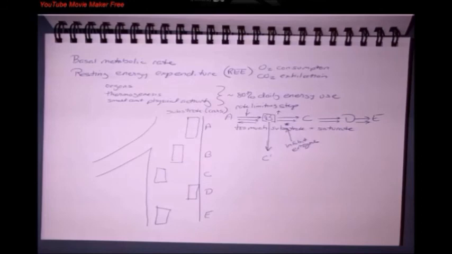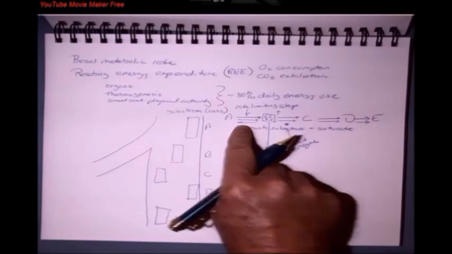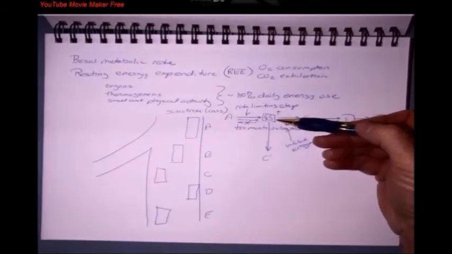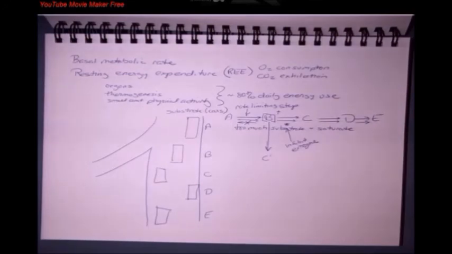What if we put a block on A to B? If we put a block on A to B, so this is not reversible, the concentration of B starts to increase. The only place it can go is down to C prime. How does that work with our cars?